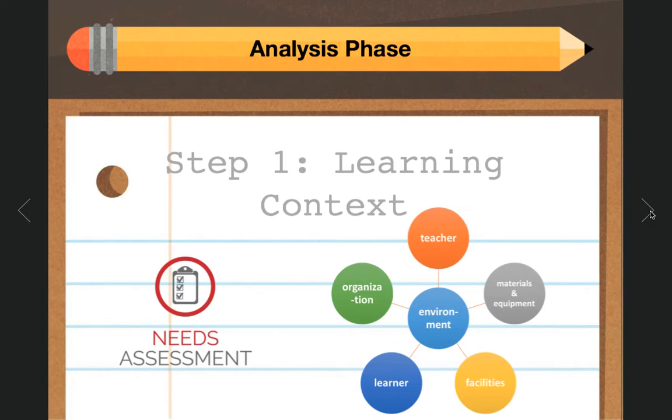The second smaller step in this phase is to describe the learning context. The designer must consider the environment in which the instruction will be implemented, which includes the learners, the teachers, the instructional materials, equipment, facilities, and the organization as a whole. At the end of this step, the designer should create a list of goals that reflect what the learners are unable to do.